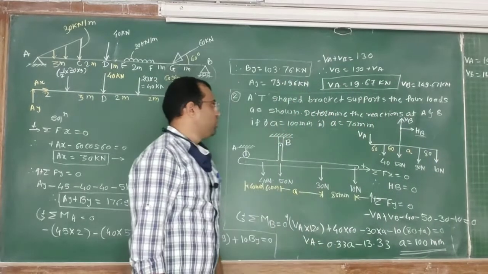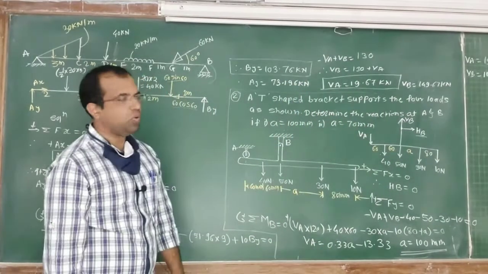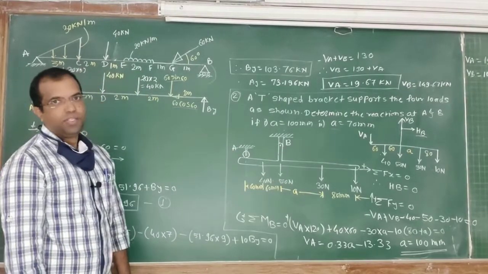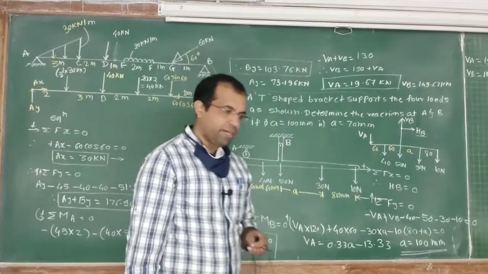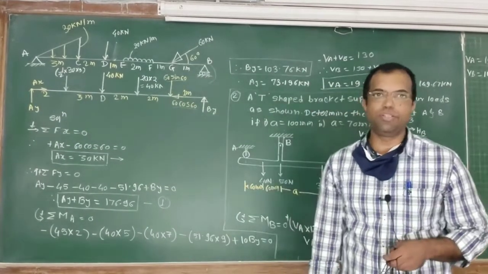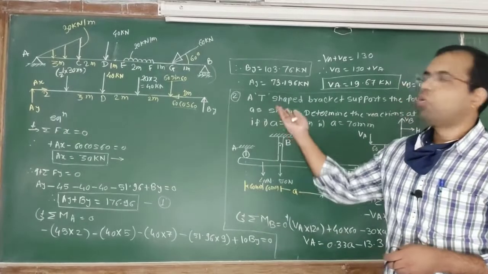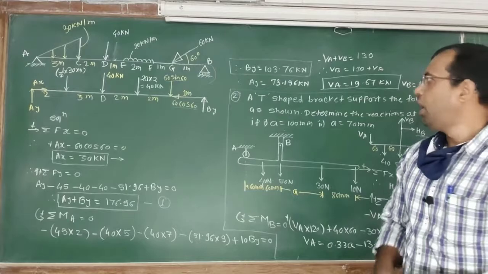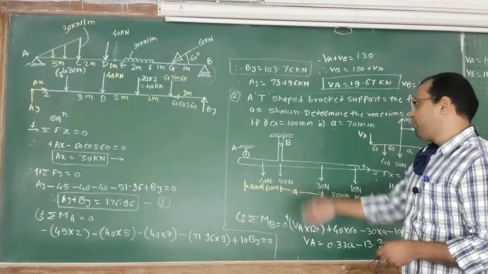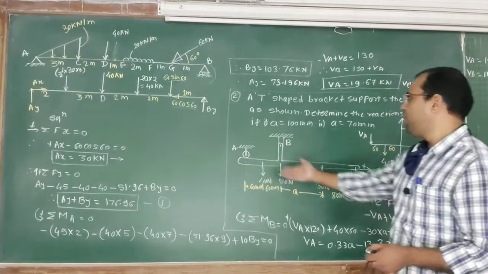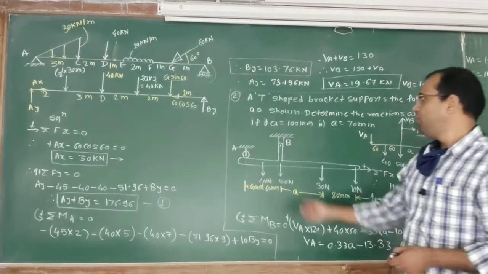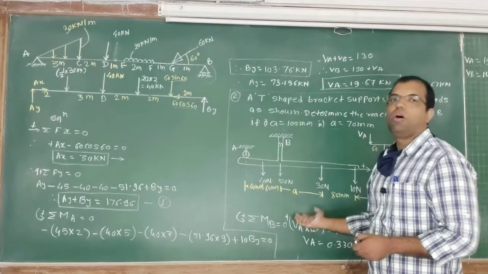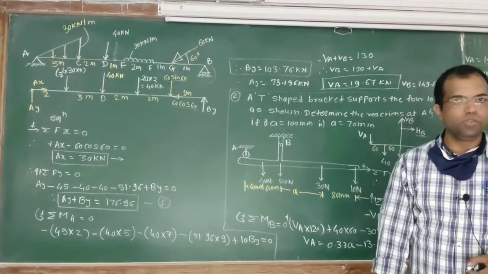Now VA and VB are known to us, and HB is known to us, so the support reactions we have found out. Okay, so today we have solved two numericals. Which are those? One is the beam reaction, to find out the support reaction of a beam carrying different types of loading, and one is of the bracket load or T-shaped beam. Here also we have found out the support reactions. Sometimes in a problem support reactions are given, and from that you have to find out the value of distance also. Okay, so thank you very much.